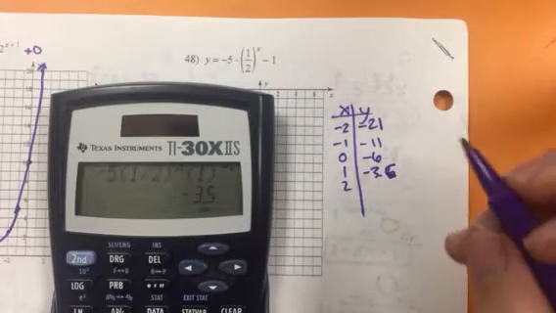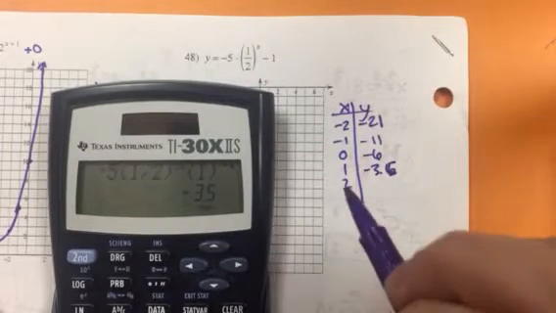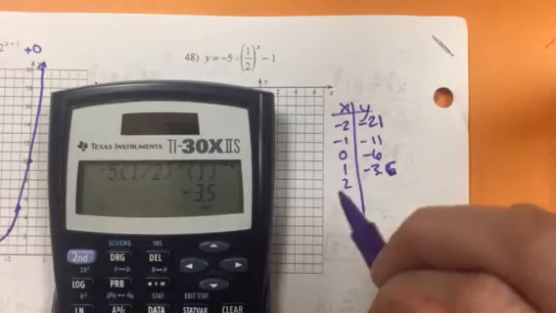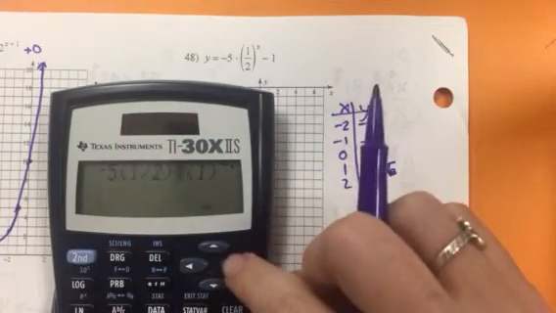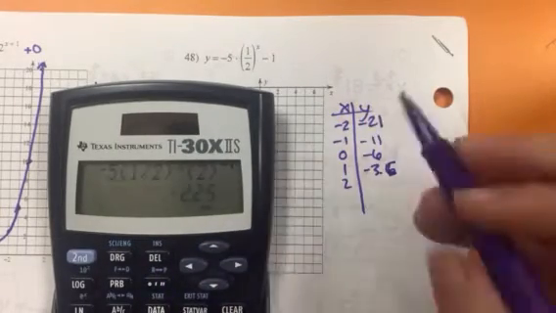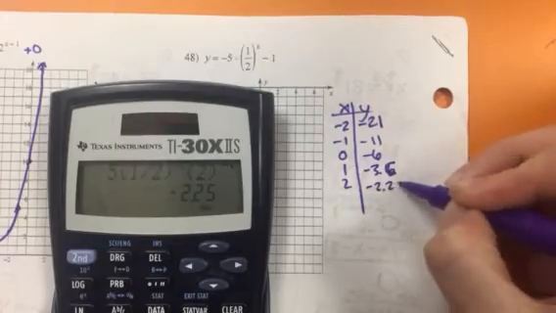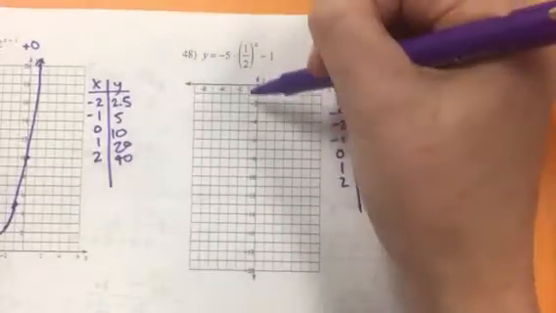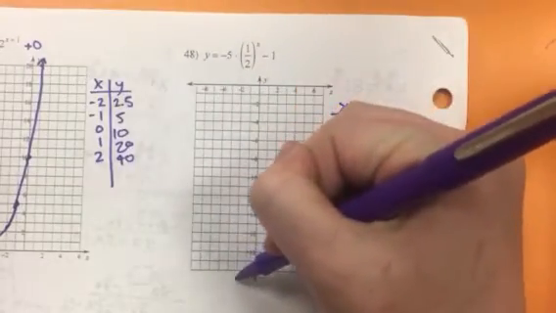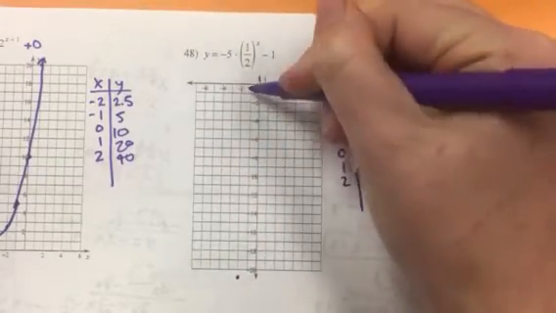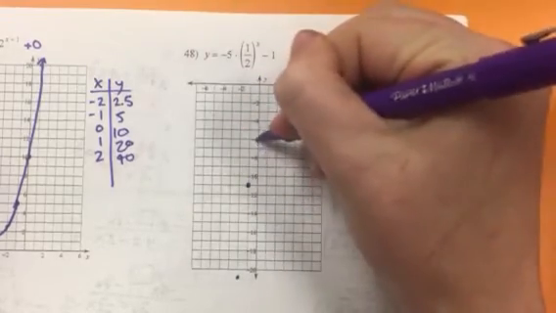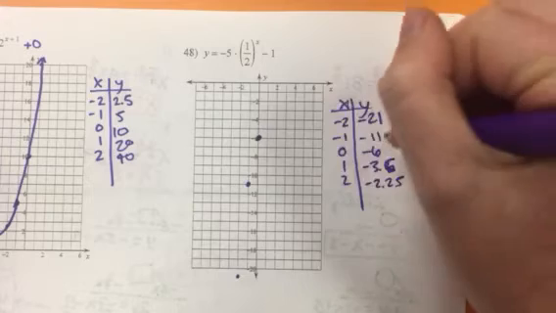We're going to finish sketching this equation, so I'm going to plug in 1 and got negative 3.6, plug in a 2 for the power, and you get negative 2.25. I'm going to graph those points. That would be off the graph. Negative 1, negative 11, 0, negative 6, there's my y-intercept.